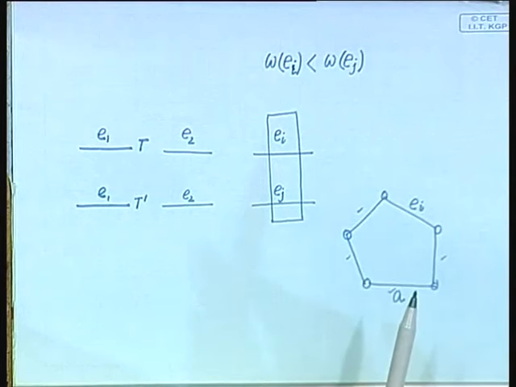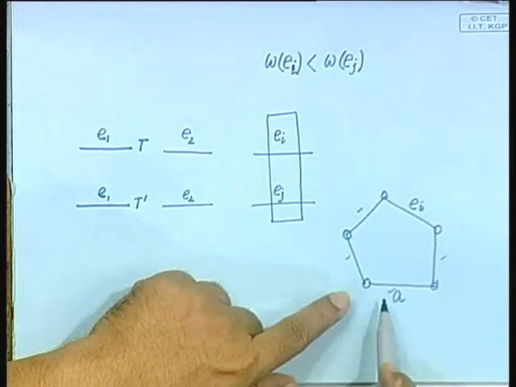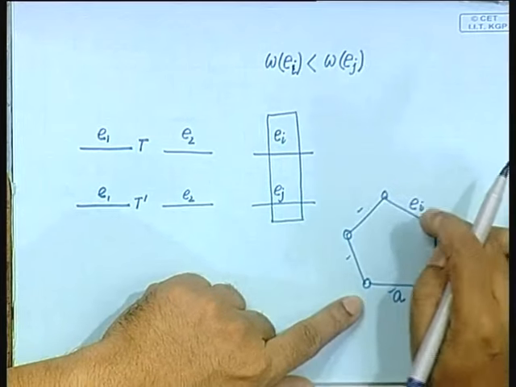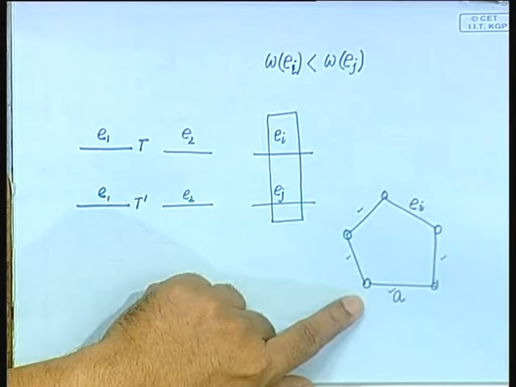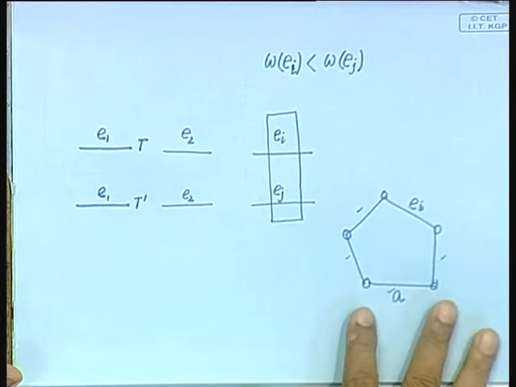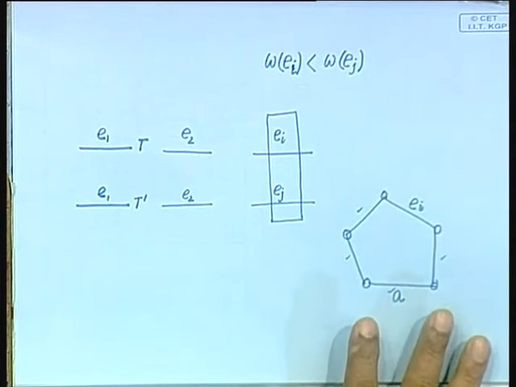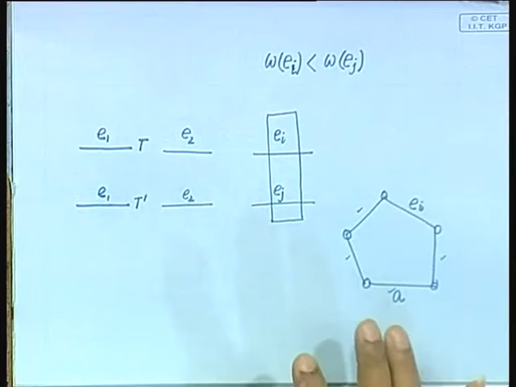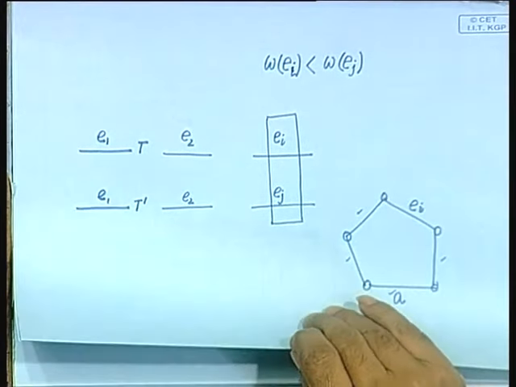Then what can I do in T dash? In T dash I can put Ei and take out A and get another tree having lesser cost, but then T dash cannot be the minimum spanning tree, right. So, we conclude that if all the edge weights are different, then there is only one minimum spanning tree. In our algorithm, we will assume that all edge weights are different, okay, and the distributed algorithm that we will study now will work on the assumption that all edge weights are different.